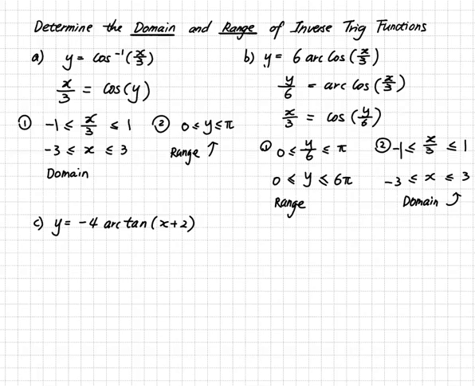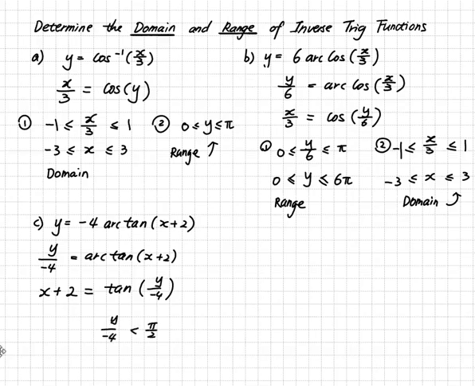Question C, y equals -4 arctan of x plus 2. Now we can rearrange it, so we have y on -4 equals the arc tan, which is the same as tan inverse of that. Rearranging, therefore x plus 2 is tan of y on -4. And the angle restriction for tangent is between pi on 2 and -pi on 2, without including those two values. And we want to know what y is, so we're going to times by -4 on all sides. Now because we are multiplying by a negative number, we have to flip the sign.